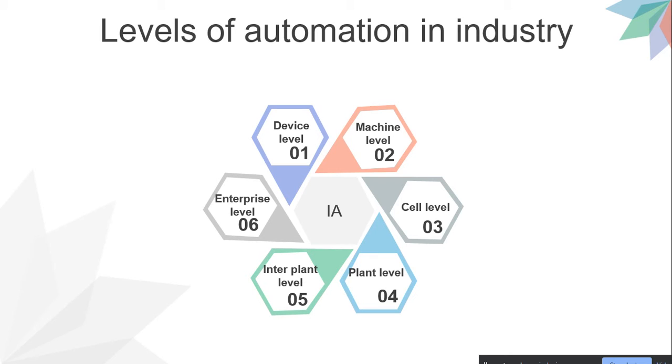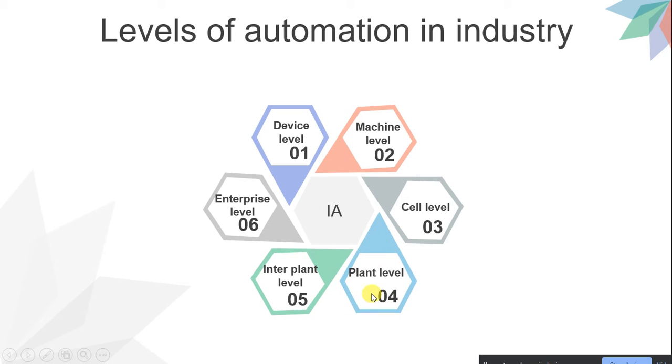The first one is the device level, where you have your sewing machine or your cutting machine. If you are putting some sensors and controlling them, that becomes device level automation. The second one is machine level automation. Machine level is an entire machine, cutting and then transferring the material. That's a machine. And then cell level. A cell consists of two or more machines that are automated together. That's cell level automation.